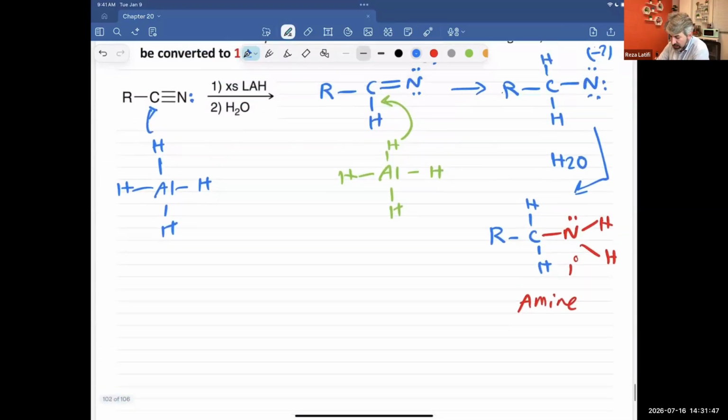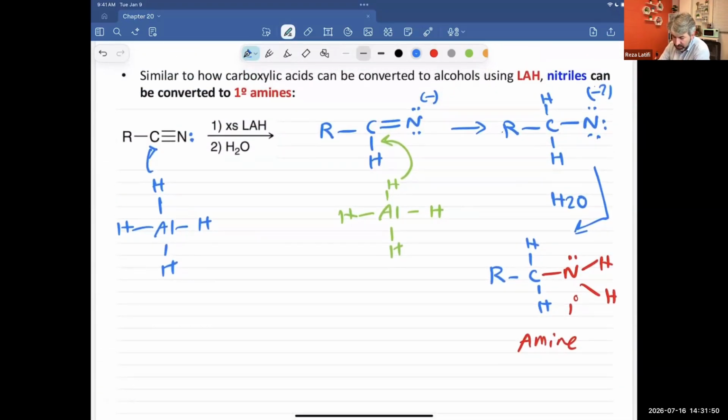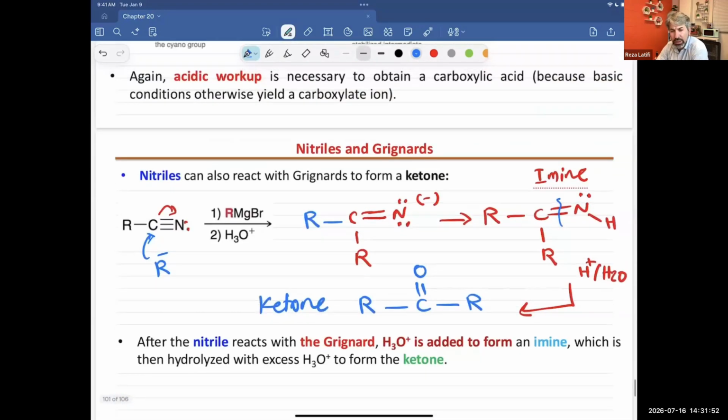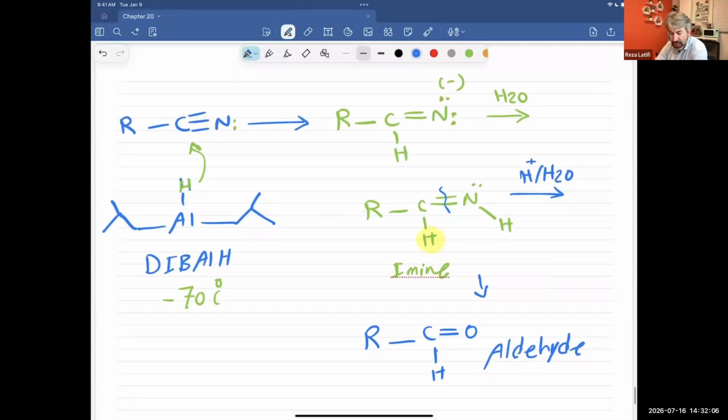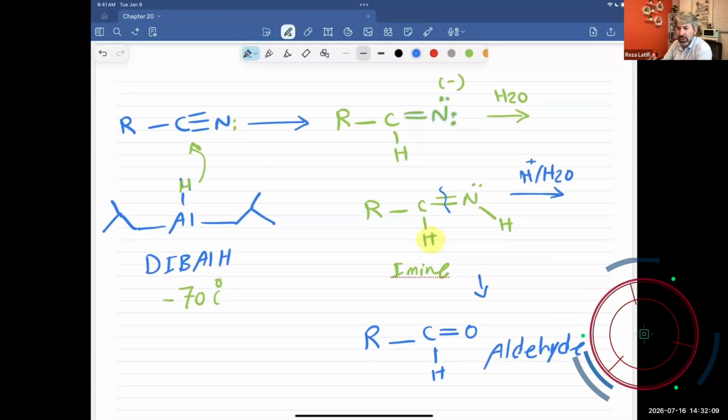The previous one, I should go back here to this one. We got a ketone when we used a Grignard reagent. So we got an amine, and then we did the hydrolysis, and because we have 2 R's attached to the same carbon, we got a ketone. But in this case, we added H, and then we ran the hydrolysis, and that's going to give us an aldehyde.